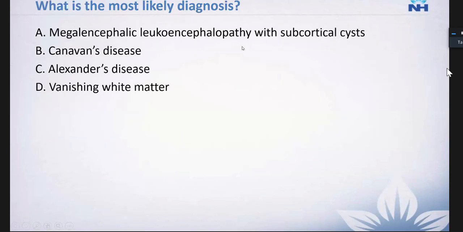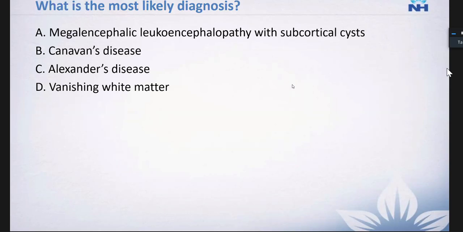So anyway, I have told you what the most likely diagnosis is. You can put in the chat box which one of these is more likely to be present in this kind of scenario. So either we are dealing with MLC with subcortical cysts, or Canavan's disease, or Alexander disease, or vanishing white matter disease. Please put it in the chat box.